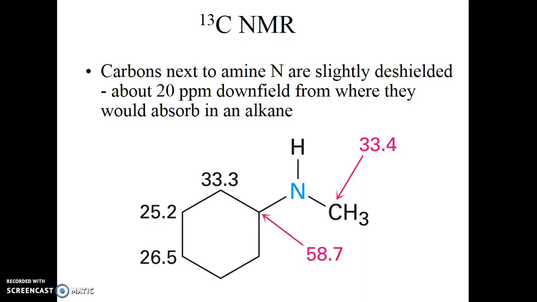In carbon-13 NMR, the most important thing is recognizing symmetry reduces the number of peaks. So the spectrum of this compound would have only 5 peaks because there are only 5 different carbons. Notice that the closer the carbon is to the nitrogen, the more downfield it is.